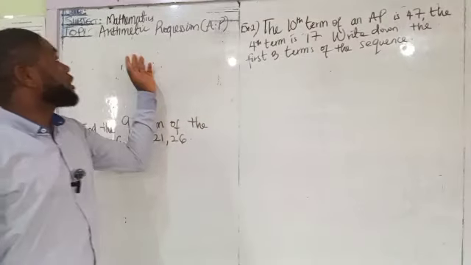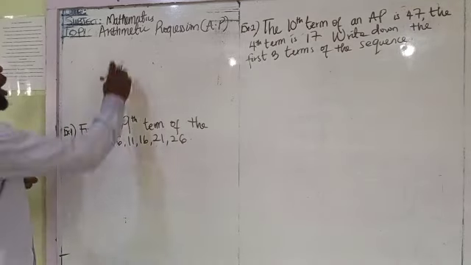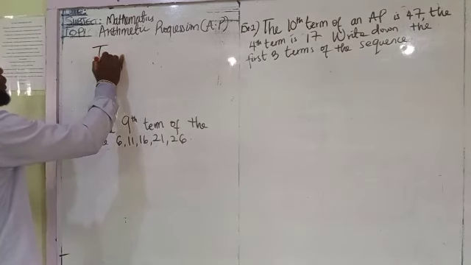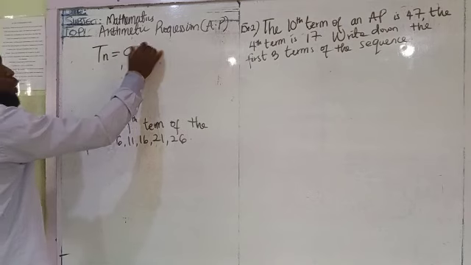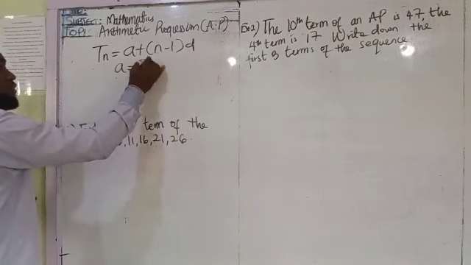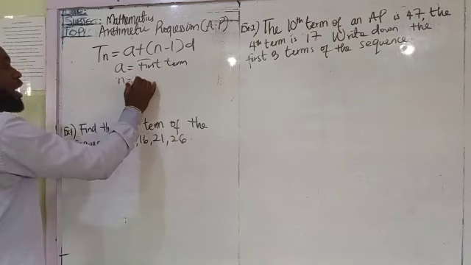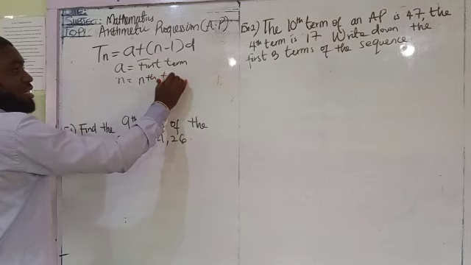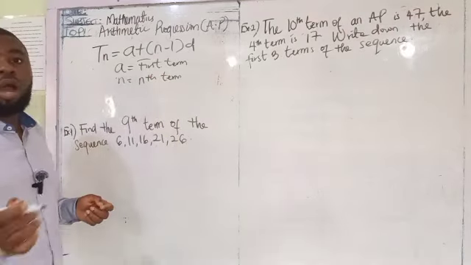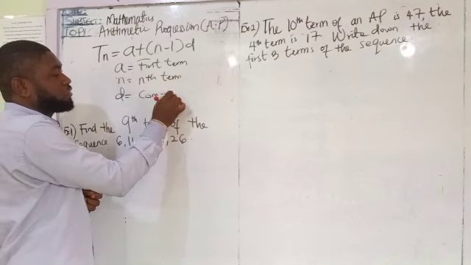Today we'll be talking about arithmetic progression. That is AP. Most times you see it as AP. The formula for AP is Tn equals A plus (n minus 1) D, where A here is referred to as the first term, n is regarded as the nth term, while D is regarded as the common difference.